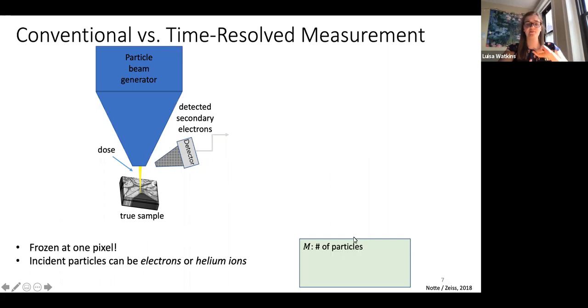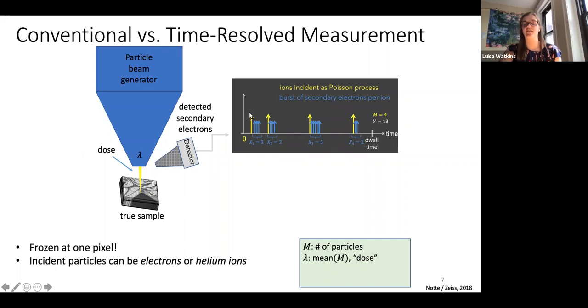So first, if we go into more detail, I have some variables to talk about. As I mentioned, we have particles coming out of the beam generator, and there are m number of particles. So that's how many particles there actually are. And then we have this variable called lambda, which is the mean of m, and that's what I'll be calling the dose. So from now on, when I say the dose, I'm not talking about the number of particles, but this mean value, lambda.